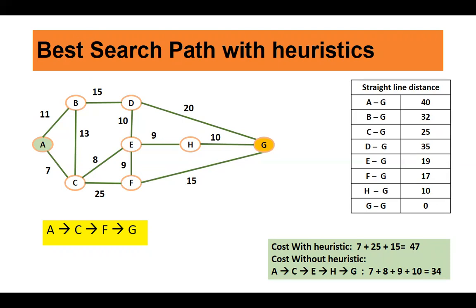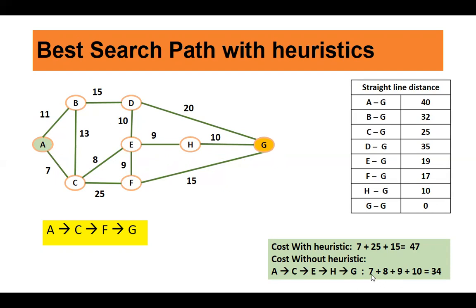But if you're not using heuristics, if you're going for uninformed search, where you explore all the paths, right? In heuristic search, best first search, we explored only the one which had the minimum heuristic value. We did not explore all the paths. But now if you use uninformed search, where you are exploring all the paths, what is the optimum path? The optimum path is A to C, C to E, E to H, and H to G, right?